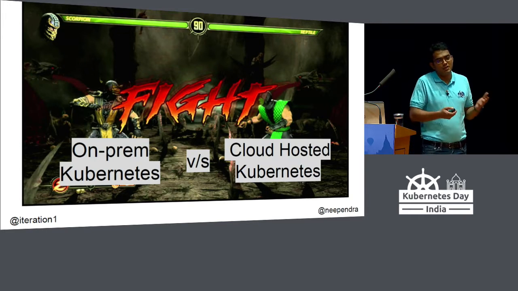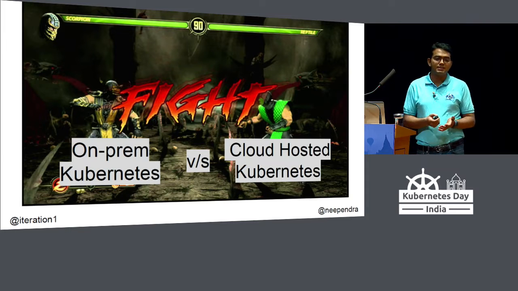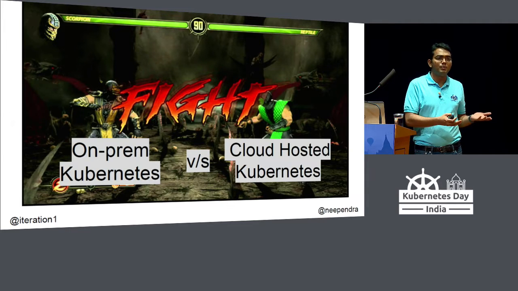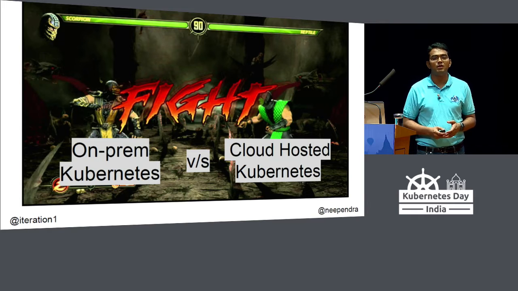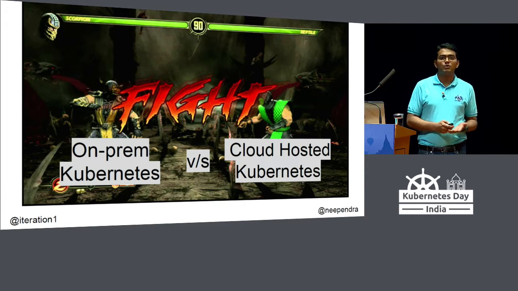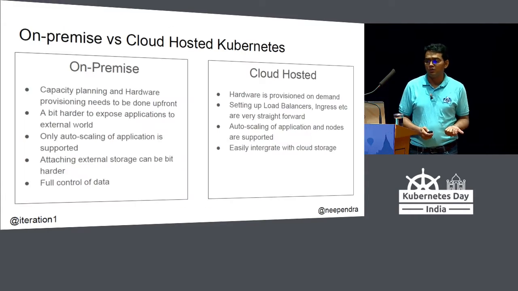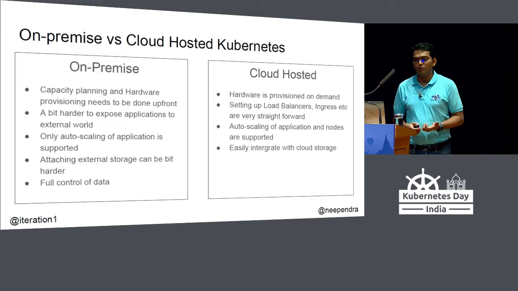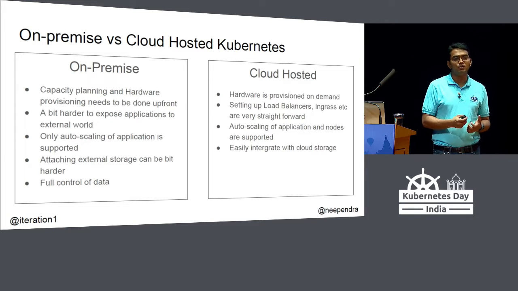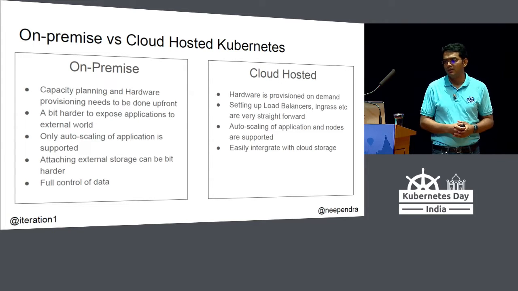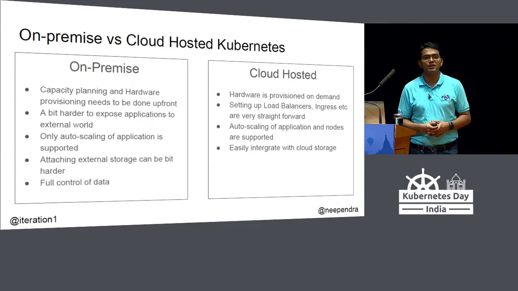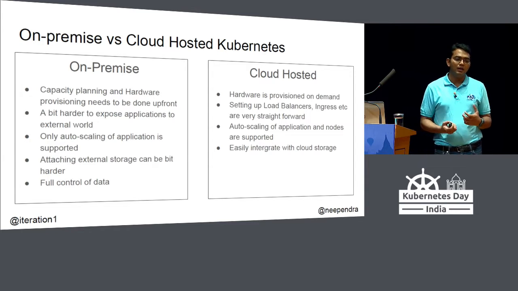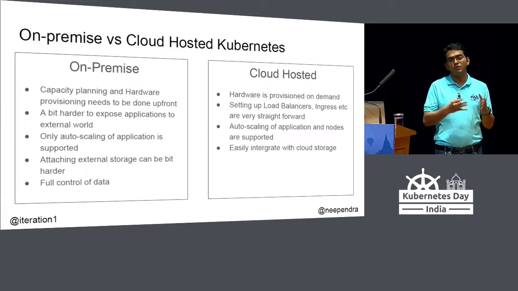So once you've talked about containers, then we move to Kubernetes. Then people ask the question: should we deploy Kubernetes on-prem or on cloud? Of course, there are both pros and cons for both of them. With on-premise, you need to manage everything on your own. It would be a bit hard to expose the application to the external world, but you can definitely do it. Similarly, for the storage, there is software using which you can scale even if you're on-prem.